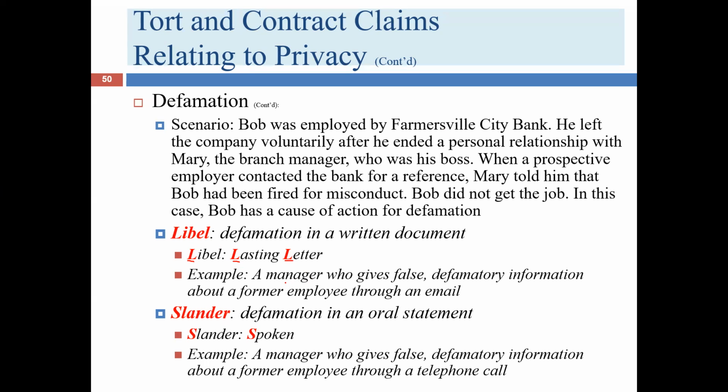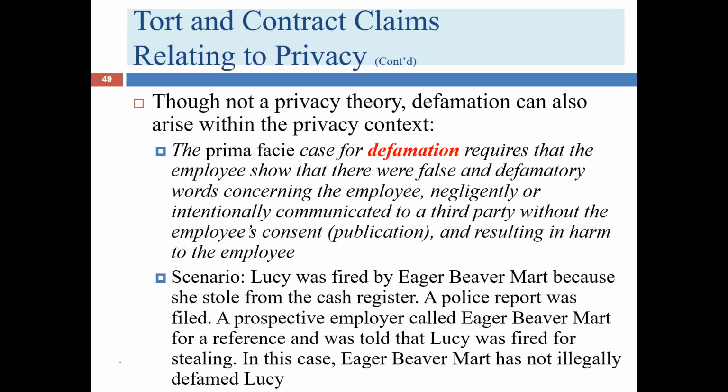So this is the more serious matter. So here's an example. A manager gives false defamatory information about a former employee through an email. That would be libel. So slander is the spoken part. Again, we see that slander starts with an S and spoken obviously starts with an S. And this is obviously defamation that is oral. This is the less serious form. A manager gives false defamatory information about a former colleague through a telephone call. That would be slander under those circumstances. So let's go back and talk about defamation.